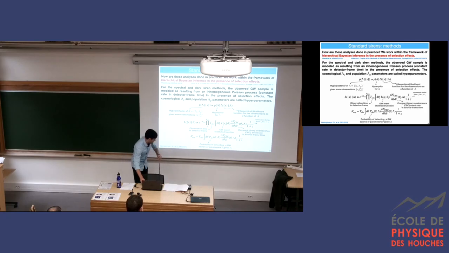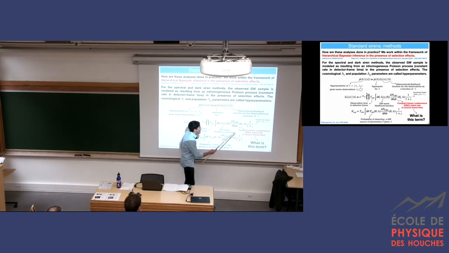And so now the question is, this term here is basically the one that we need to model. But how do we choose this parametric form? And now here I make a distinction between spectral and dark siren analysis. Let me start with the spectral one.